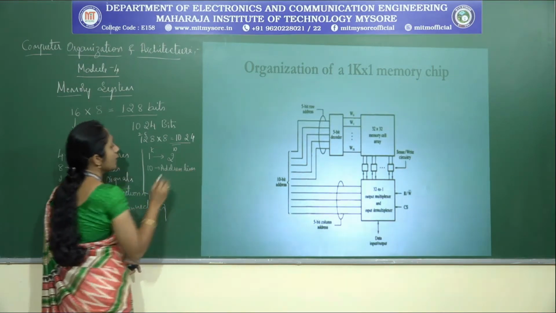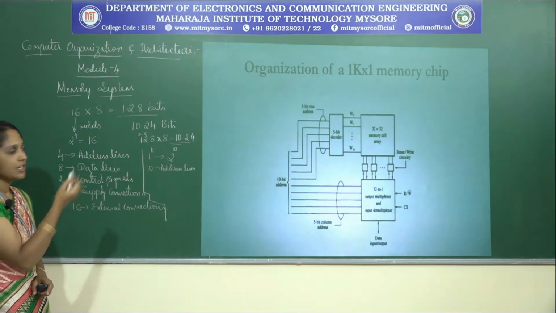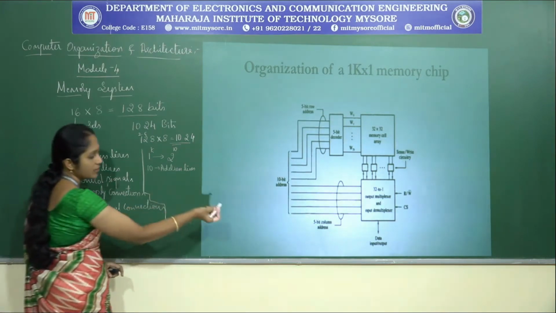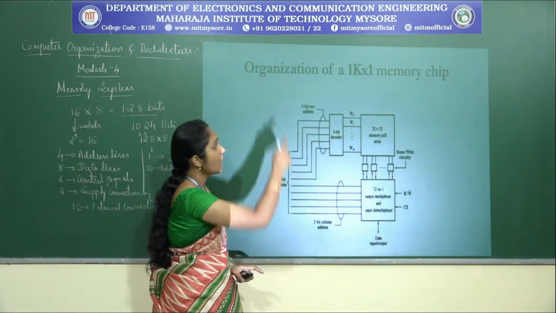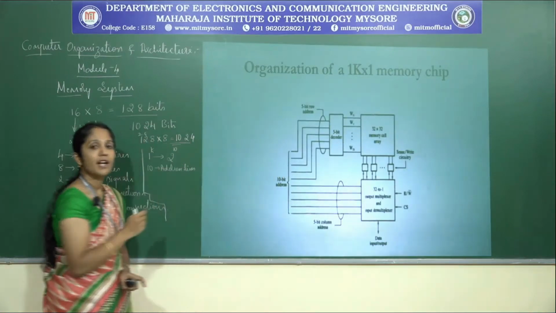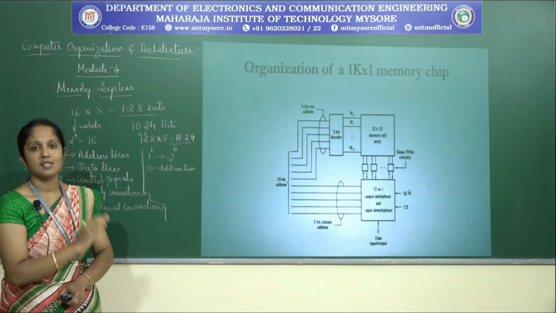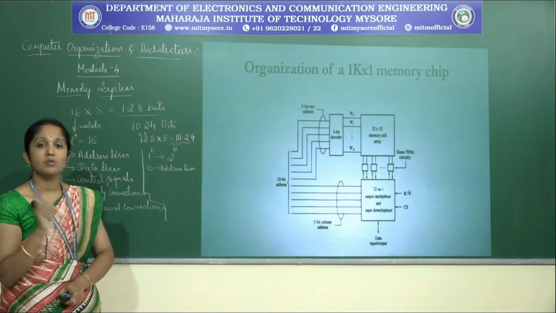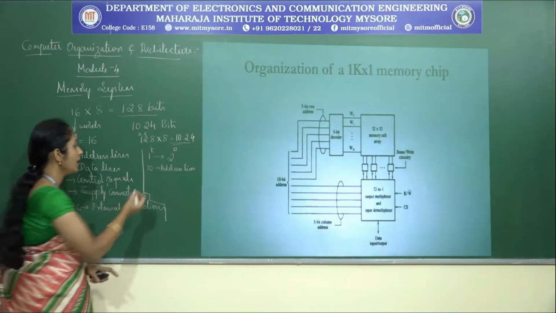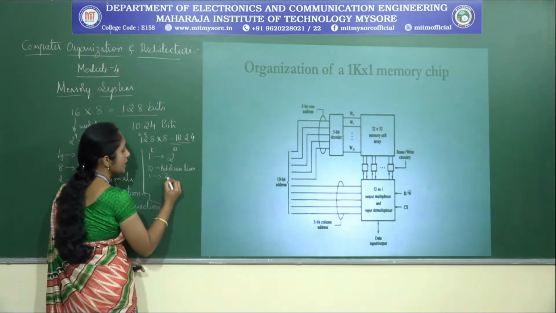Coming to the additional connections, since we have 1K cross 1, the data input output provided by this memory chip is 1 bit, therefore one data line is required in this case.